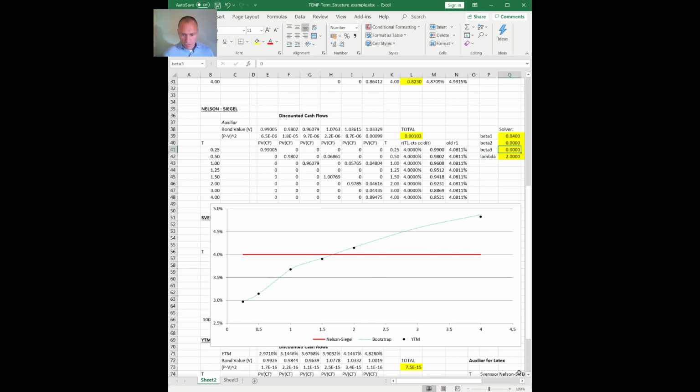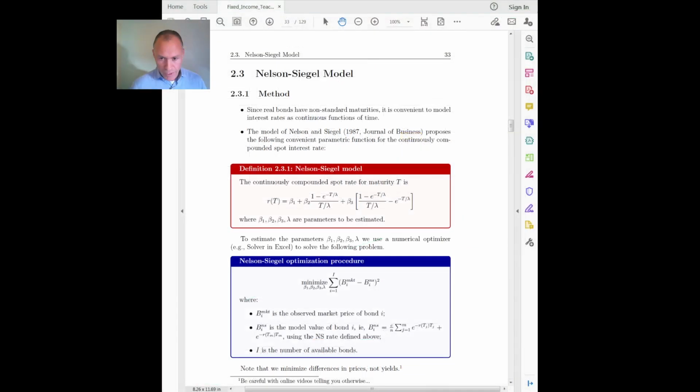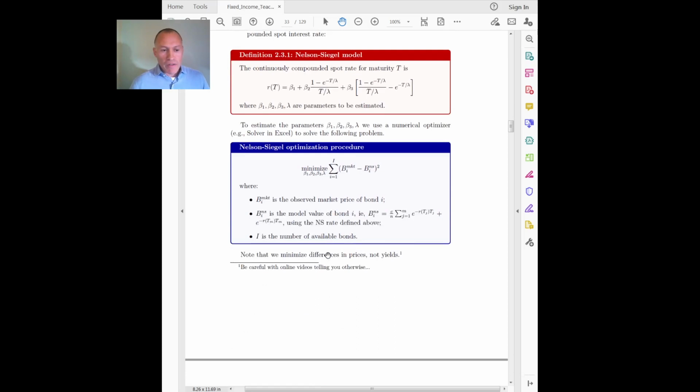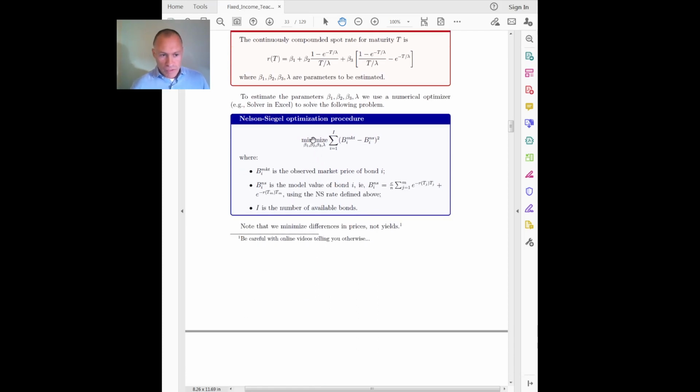So the point is the following. What we want to do, go back here to the PDF. What we want to do is the following. We want to determine the set of 4 parameters, beta 1, beta 2, beta 3, and lambda, such that the rates are correct. Basically, what does that mean? It means that these Nelson-Siegel rates are able to produce the market prices that we see. So in mathematical terms, we need to solve this optimization program, where we're going to minimize the errors that we're getting by choosing the parameters.